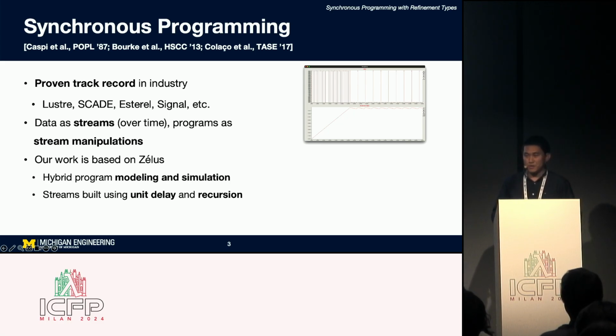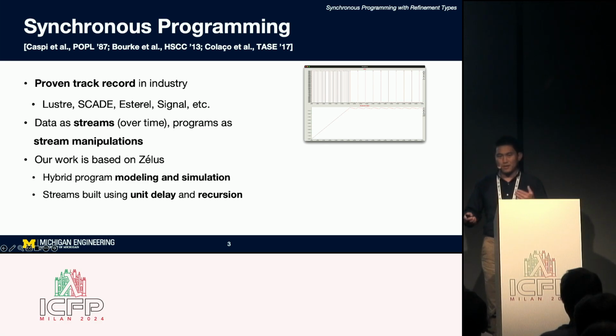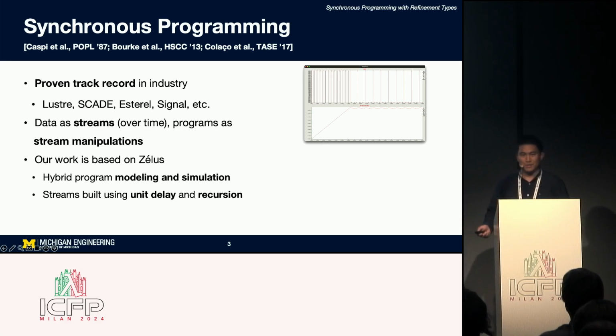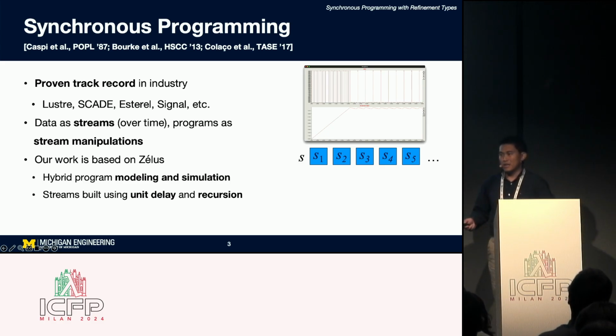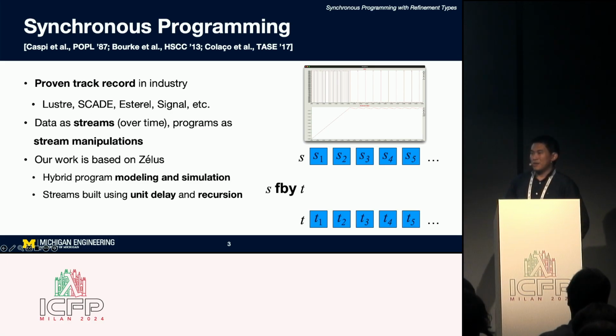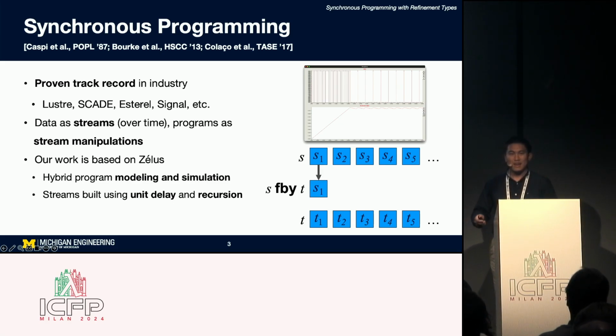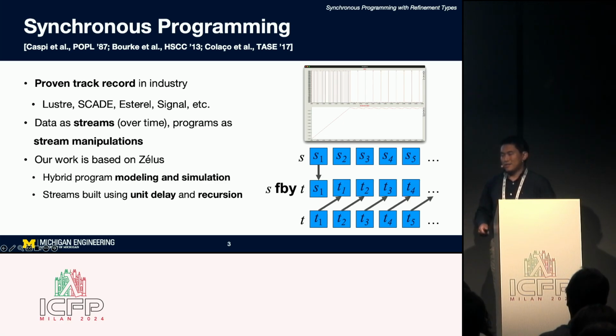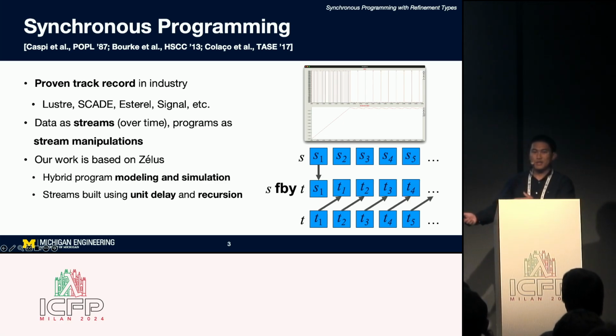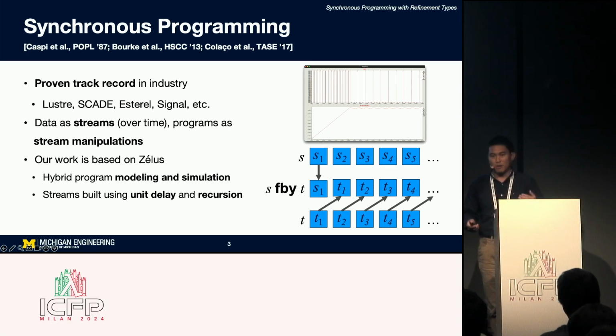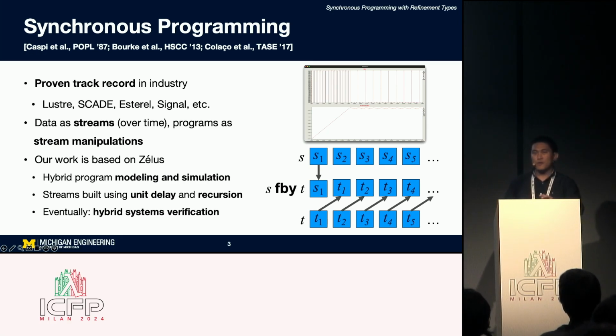Now, streams in Zelus are built using something known as a unit delay. You'll see this a lot. It's called the follow-by, and recursion. So follow-by, or a unit delay, works like this. If you have a stream S, another stream T, and you want to define S followed by T, this stream first looks like the first value of S, and then for every time after that, takes on the value of T, but delayed by 1, hence the unit delay. And it turns out that a lot of interesting programs in Zelus can be constructed by using unit delay and recursion.